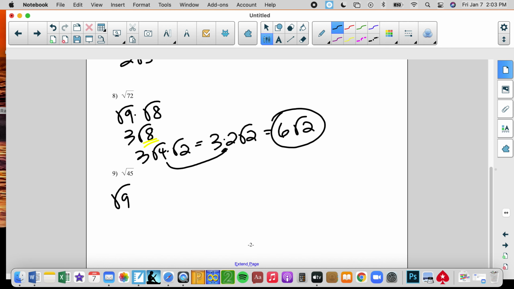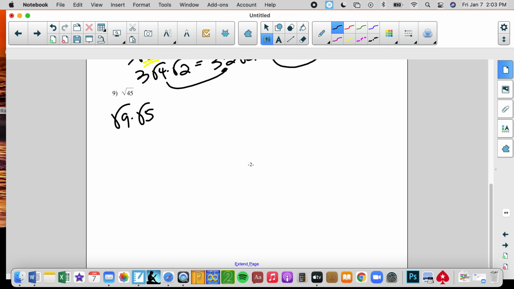45, I know that 9 times 5, so that gives me 3 rad 5. And I keep saying the word rad, and rad means square root. And when I write that sign, yes, that looks like an R. I'm not really writing an R, I'm writing a square root sign real quickly. So understand that this is not an R, that's actually a square root sign. And rad is short for radical, because that's what this is. This is a radical sign.